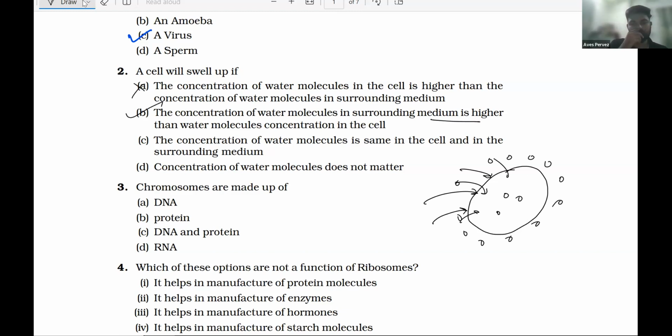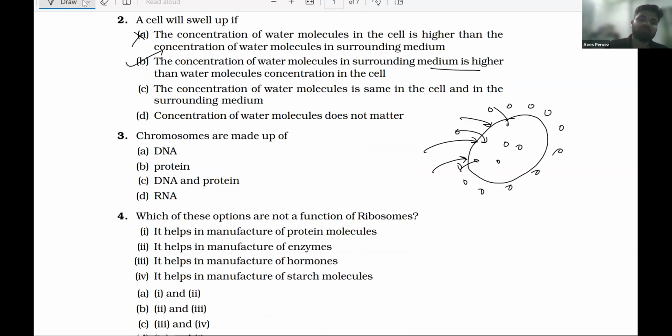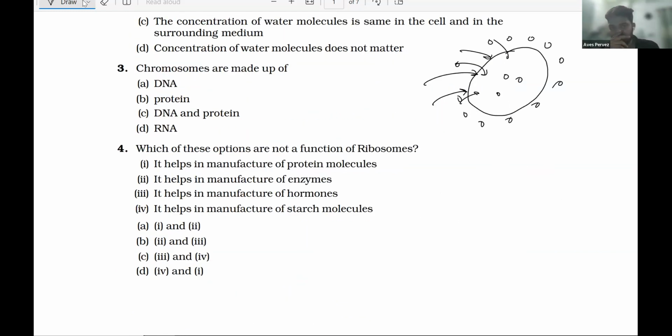Got it? Question number 3. Chromosomes are made up of DNA and protein. Yes, they are made up of DNA and protein.